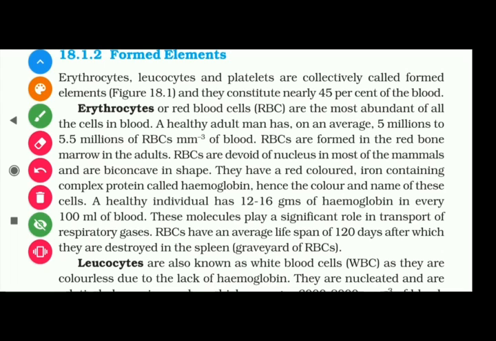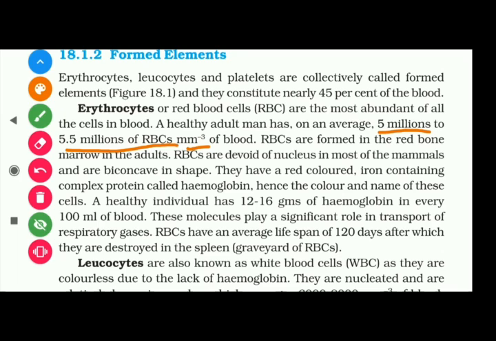Now erythrocytes first of all, also called RBCs or red blood cells, are the most abundant of all cells in the blood. Cell में सबसे पहले सबसे ज़्यादा most amount में पाया जाने वाला RBC है कौन? It is erythrocyte, and a healthy adult man has on an average 5 million to 5.5 million RBC per cubic millimeter. mm3 means cubic millimeter. This healthy adult human consists of 5 to 5.5 million RBCs per cubic millimeter of blood.